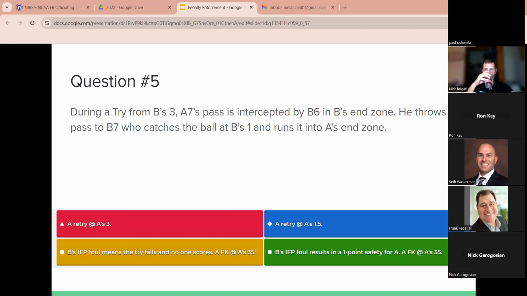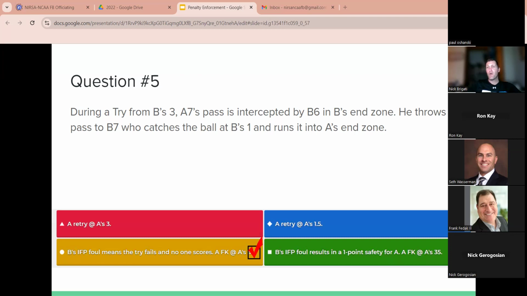Wow. So it's a 1 point safety. I'm going to go with green. Well, it's not green because did he come out? B's in the end zone, he throws to B7 and he catches the ball. I'm not sure here. I'm going with green. You are correct in that you are not correct.